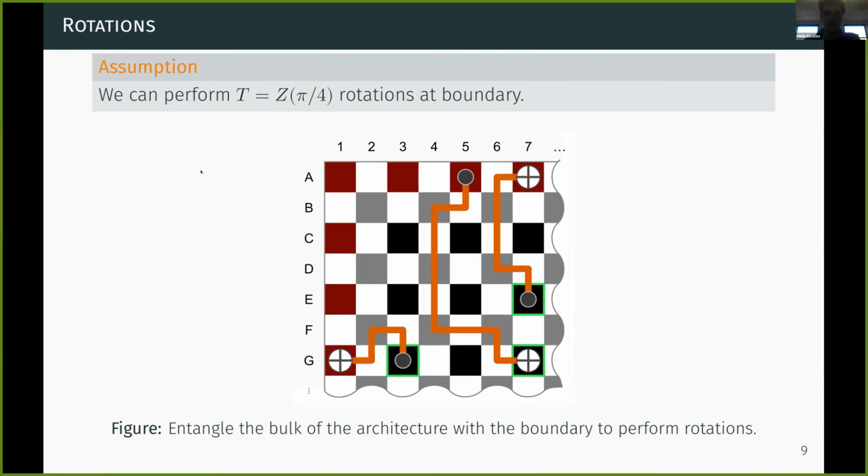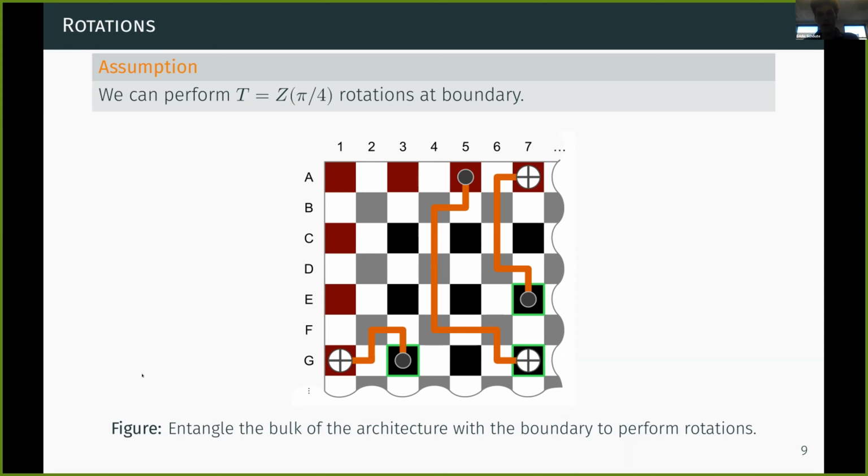Now, an additional ingredient that we need is that we are able to perform T-gates in this Clifford plus T gate set. And we assume that we can perform these T-gates at the boundary. That is highlighted here in red. So these red patches here are the boundary. And this is motivated by separating the concerns of the computation from that of magic state preparation. So we assume that there's a bunch of magic state factories pumping out magic states that are available at the boundary and with which we can fault tolerantly implement these T-gates.